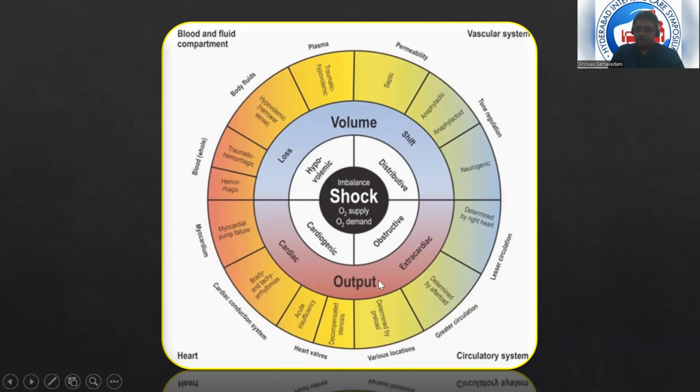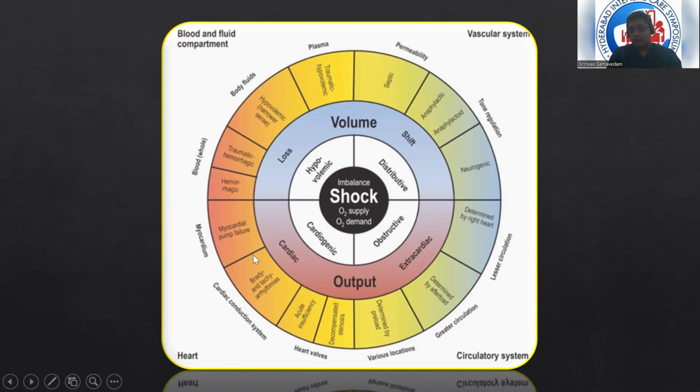Whereas output related shock could be a result of the weak pump, where there is a myocardial pump failure or arrhythmias causing ineffective contraction of the heart, or you could get acute myocardial insufficiency or valvular insufficiency. So this is the compromise of cardiac output called cardiogenic shock.